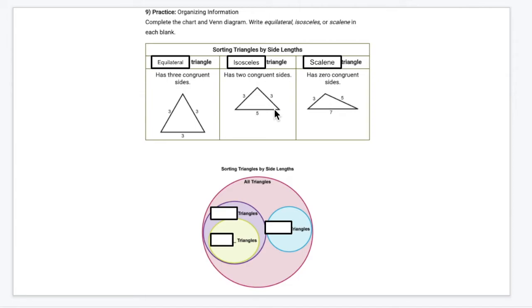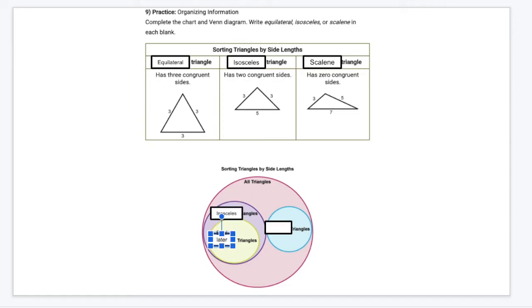So if we're trying to fill out this Venn diagram, we see that the overarching circle is going to be all triangles. And within all triangles, we have these 3 different types of triangles based on their side length. We know that we can have isosceles triangles because they have 2 congruent sides. And then you can be an isosceles triangle and have an extra congruent side as well, so you have 3 congruent sides. So this is going to be our equilateral triangle.